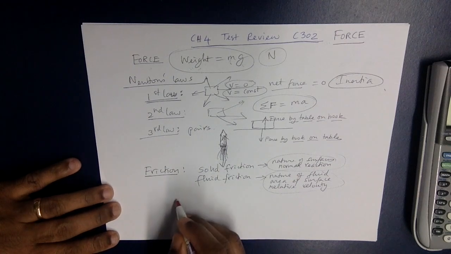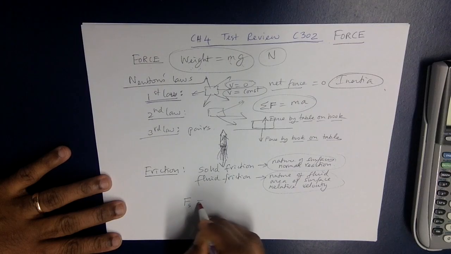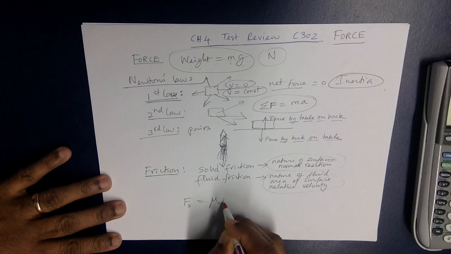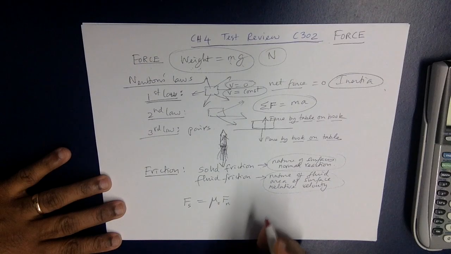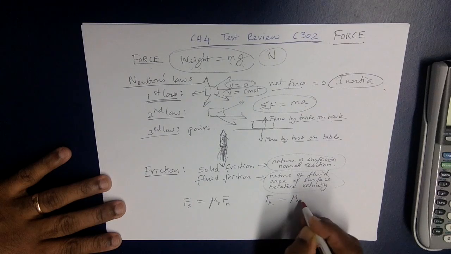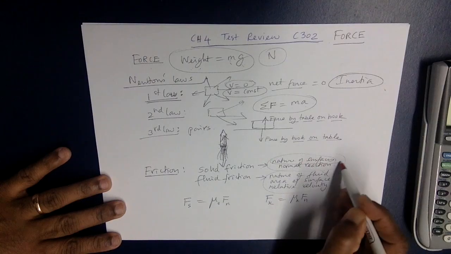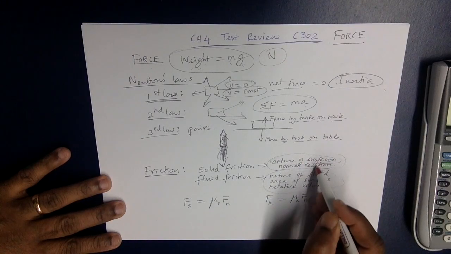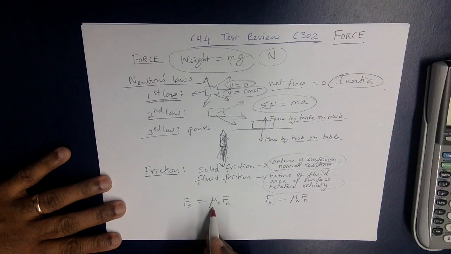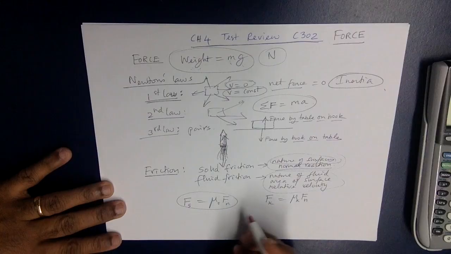Now, solid friction comes in two types. You have static friction, which is coefficient of static friction times the normal force, whereas you have kinetic friction, which is mu k times the normal force. Because it depends on the nature of surfaces and also on the normal reaction. So these are the only two factors for solid friction. Now, what does this equation imply?